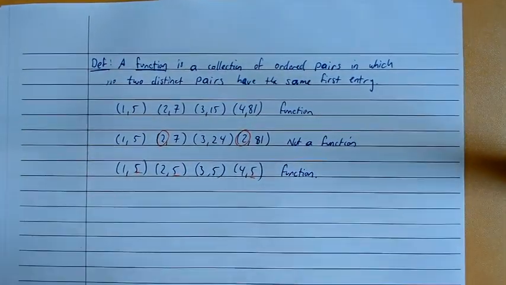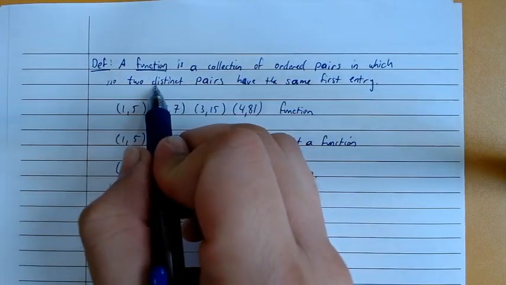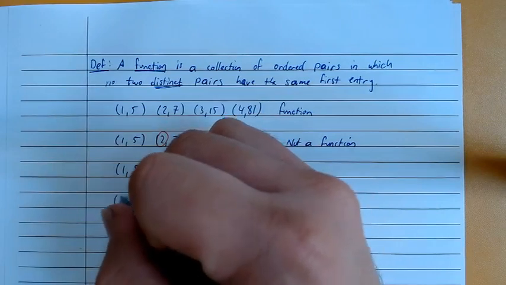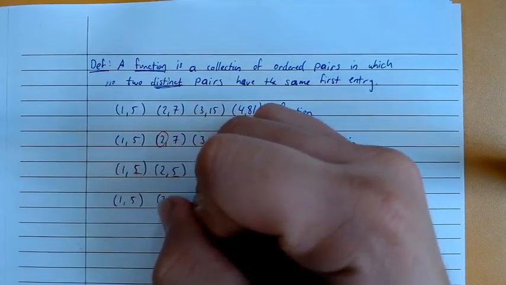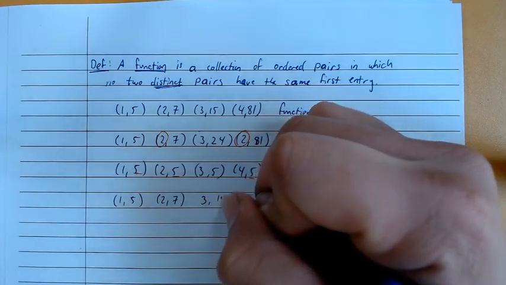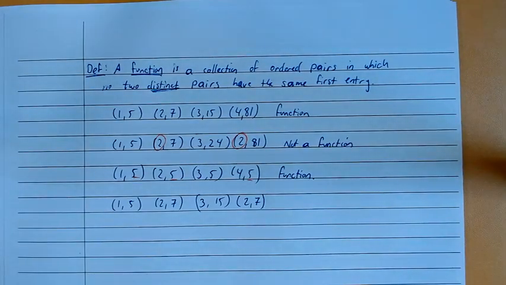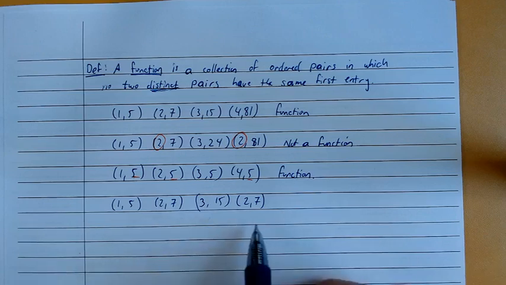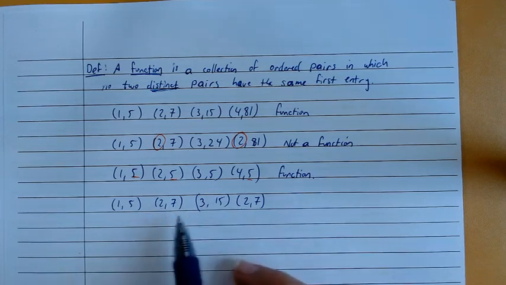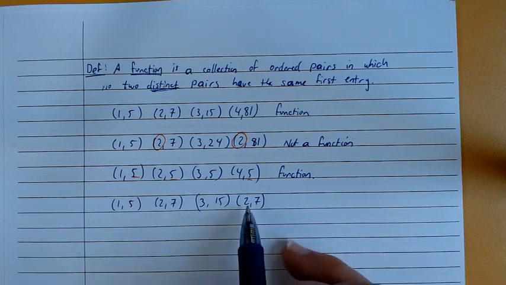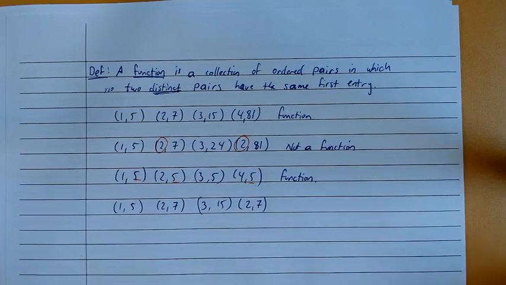Okay? Now you might note one word in here, the word distinct pairs. This is made important with an example like this. Let's say I have 1, 5, 2, 7, 3, 15, and 2, 7. Now at first glance you say, okay, well that's not a function because here I have two ordered pairs, and they have the same first entry. But notice they also have the same second entry, which means that even though it's written twice, this is not a different point. These are not distinct. These are not different.